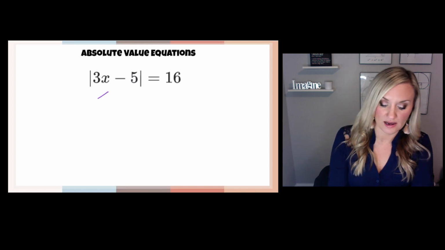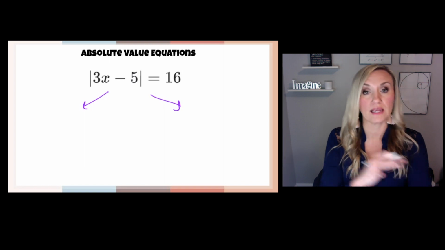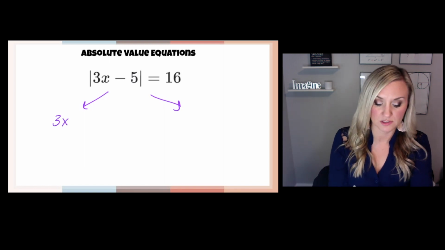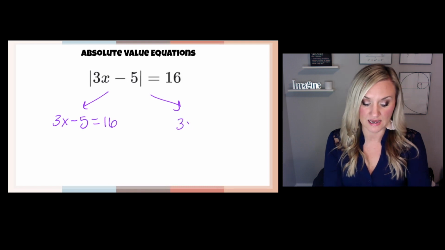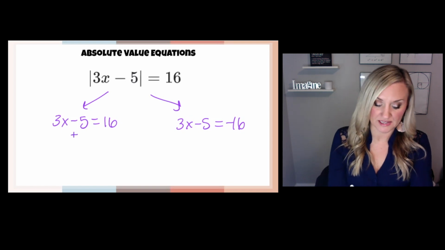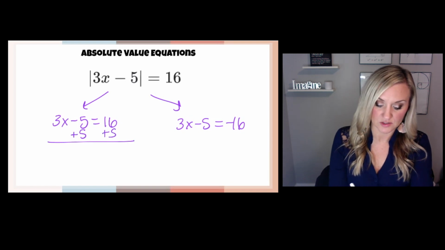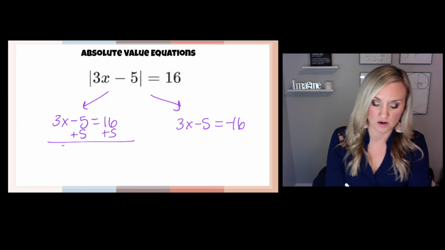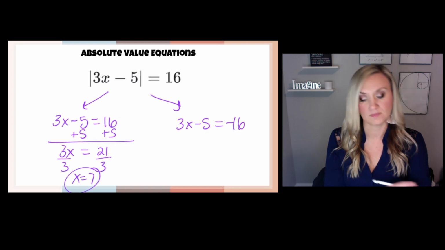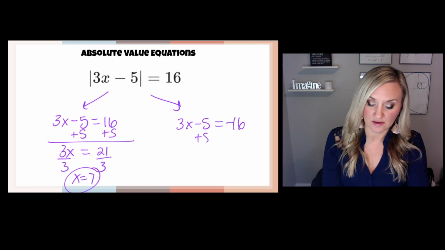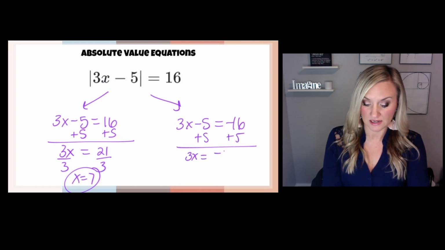All right, so I'm going to right away break it up into 2 separate equations, drop the absolute value bars, because we're going to represent distance with a +16 and a -16. And then we're going to solve them separately. So you guys are going to add 5 to each side. You're really good at two-step equations. I know, I've seen you guys. So 3x equals 21. And when we divide by 3, x is 7. Good. And then let's add 5 to the other side here. I have 3x equals -11.